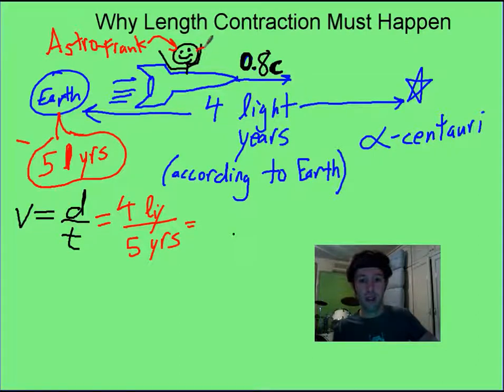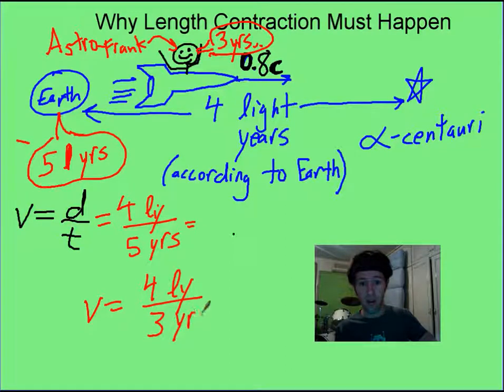However, Astro Frank says, hey, I'm measuring proper time because this event is at rest relative to me. So we know that proper time must be shorter or non-dilated. So he says, it only took me 3 years. Suckers! According to him, that's a valid measurement. So his velocity would be something like a distance of 4 light years divided by only 3 years worth of time. Astro Frank has violated the laws of physics because he's now traveled faster than the speed of light.